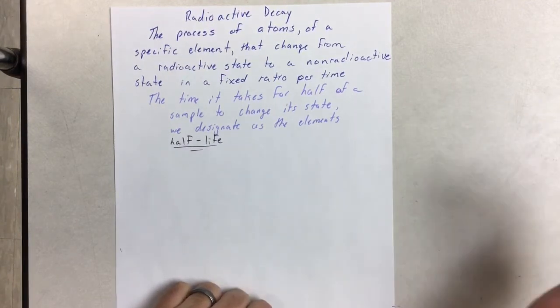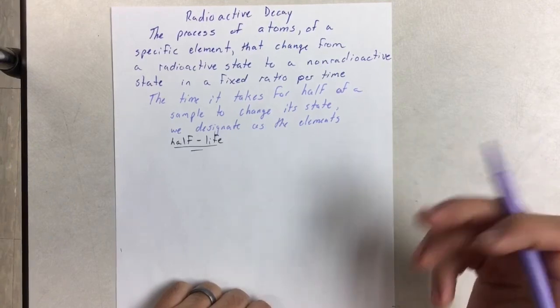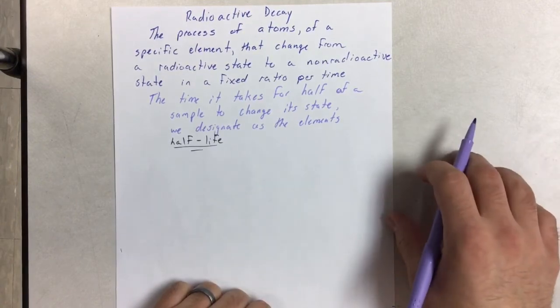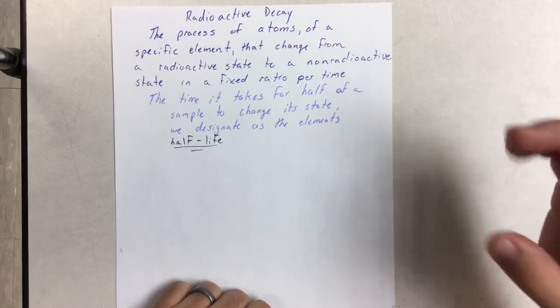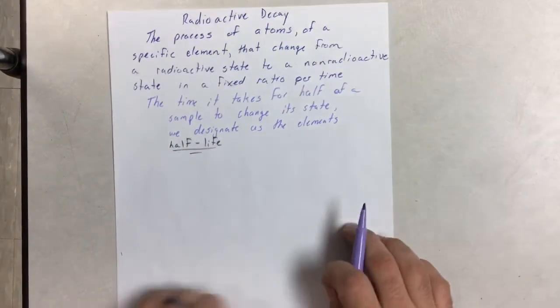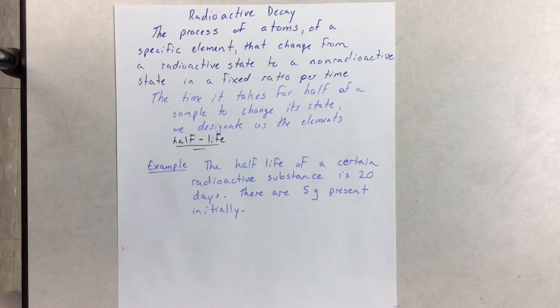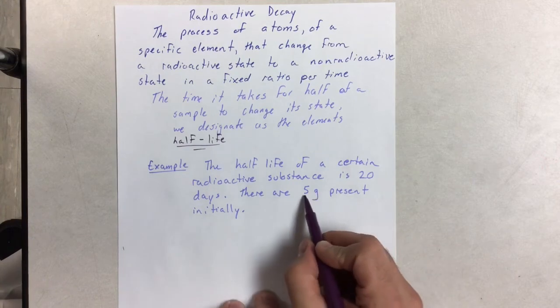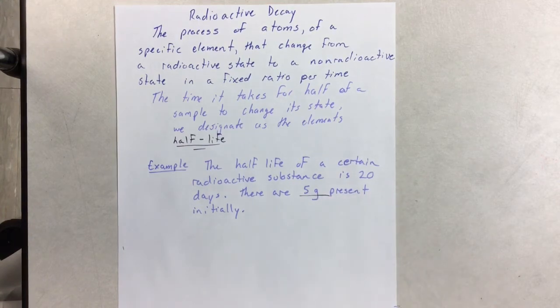And there's a whole other list, and I'm not going to act like I know what the whole list is. I just know that this is definitely dealt with in chemistry, in physics, and other science fields. So let's look at this example. The half-life of a certain radioactive substance is 20 days, and there are 5 grams present initially. So we can see our initial value, and we can see the half-life.